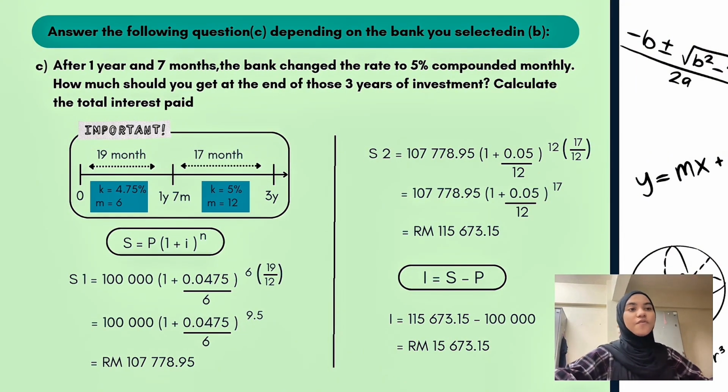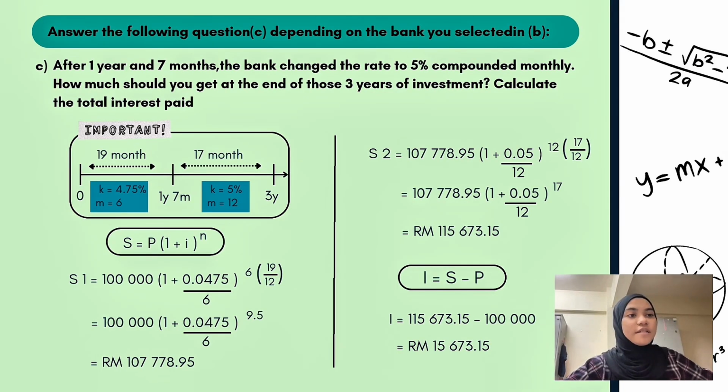After that, we need to find the total amount, which is S, after 1 year and 7 months, because the bank changed the rate to 5% compounded monthly. So the P is 107,718 ringgit point 95 cent, and the K is 0.05, M is 12, N is 17, and the total is 115,673 ringgit point 15 cent.